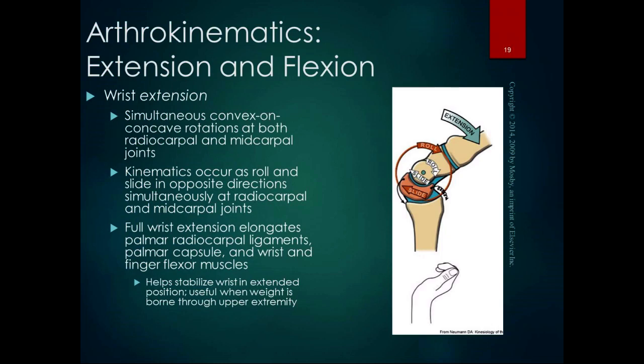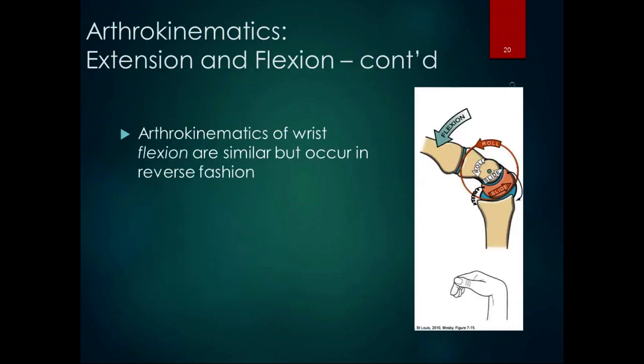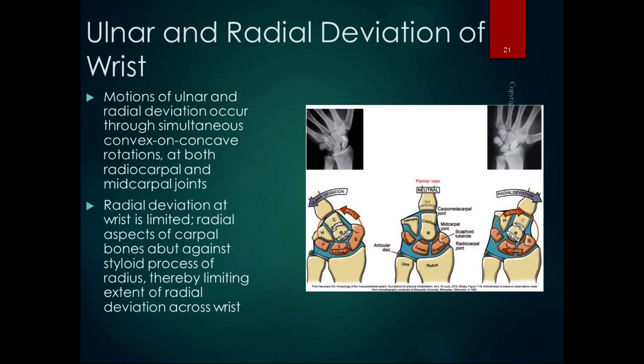And that helps stabilize the wrist in an extended position, which is useful for when you're bearing weight through your upper extremity, because when you're bearing weight through your upper extremity, like in a plank, you're in that full wrist extension. So the arthrokinematics of wrist flexion are similar, but in the reverse, just like we've talked about all along. So ulnar and radial deviation occur through simultaneously convex on concave rotations at both joints as well.